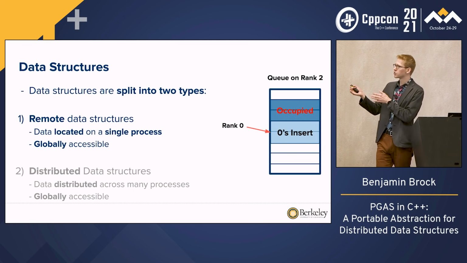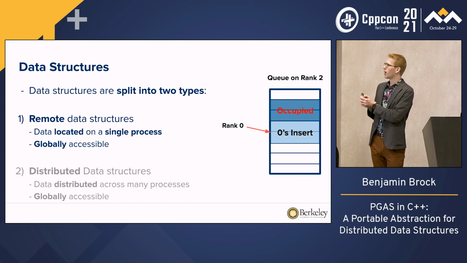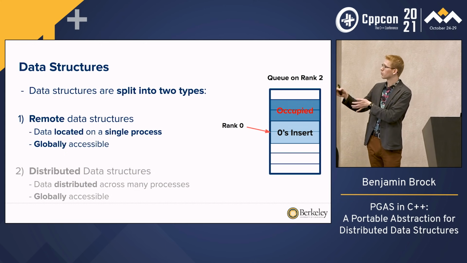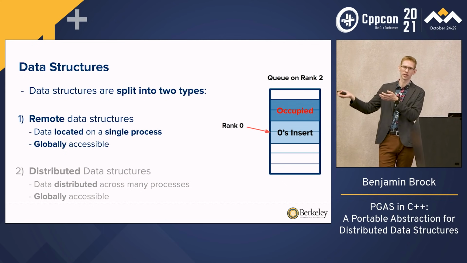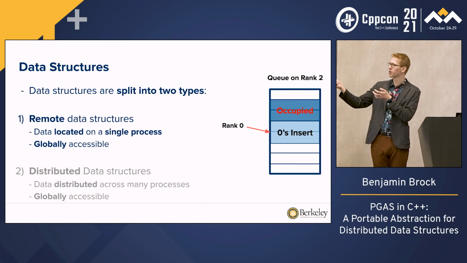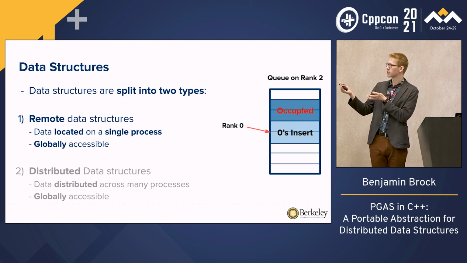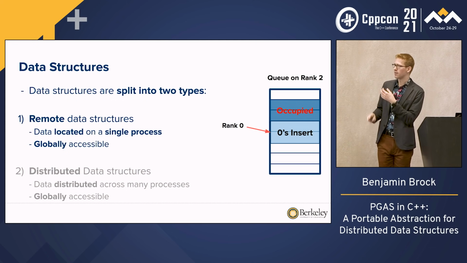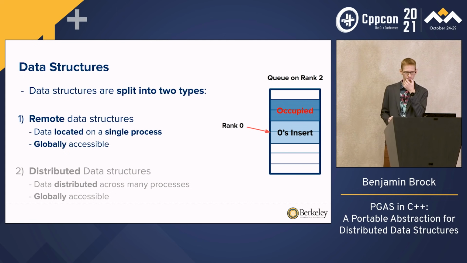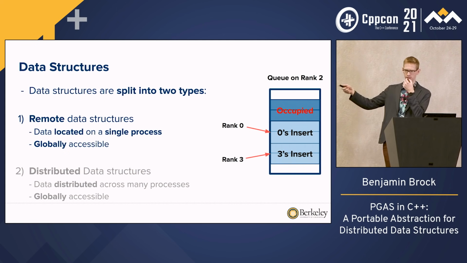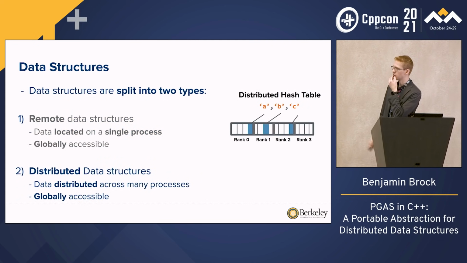A good example of this would be something like a queue. So we have a queue data structure that lives on rank number 2 here. However, it's accessible by all the other processes. We can see in the animation, we have rank number 0 inserting into this queue. This is useful for shipping data around in an asynchronous way and so forth. You can see all the other ranks are able to insert into this queue.